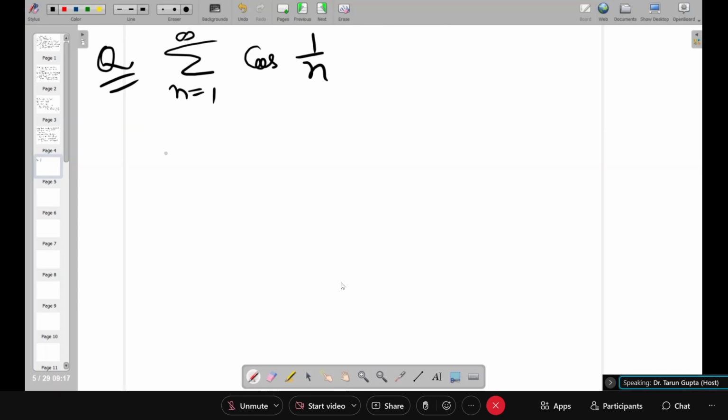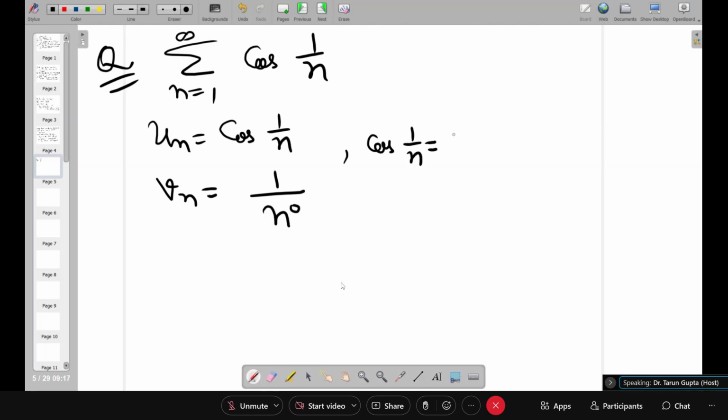Now what is our un? Un is cos 1 by n. Then what do we think vn? Vn you can choose 1 upon n to the power 0. Okay, because we know that the series of cos 1 by n is 1 minus 1 upon factorial 2 into 1 upon n square plus 1 upon factorial 4 into 1 upon n to the power 4, and so on.